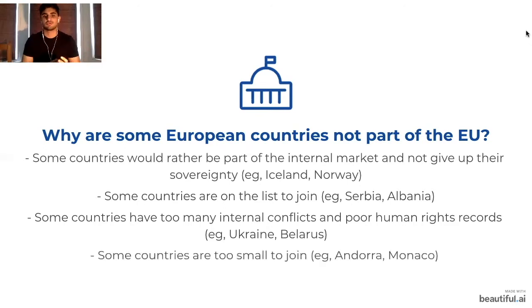Simply, some countries are just too small to join. So there are some countries like Andorra and Monaco, where maybe the benefit of them joining the EU wouldn't be as great. And actually for them to join the EU wouldn't be great for them either. They're better off just governing themselves as autonomous territories and keeping good relations with all the countries across the world.